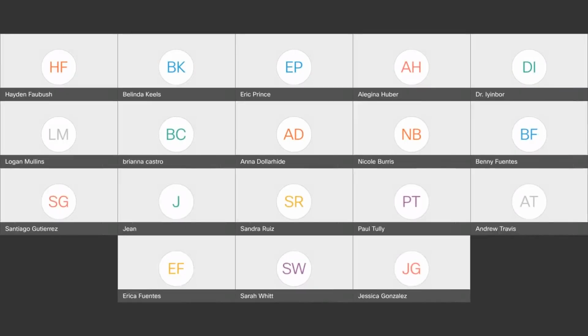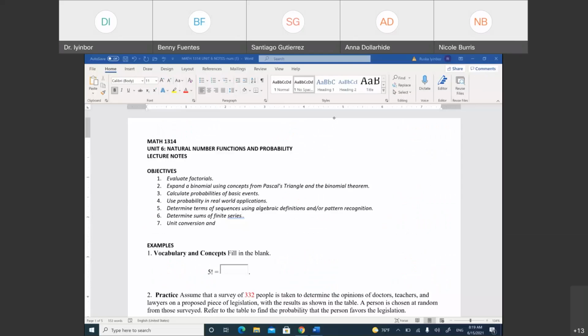So welcome to week 7, which is covering unit 6. And in unit 6, we're going to talk about natural numbers and probability. So we're going to talk about probability, we're going to talk about factorials, we're going to talk about sequences and series, and factorials. Okay? So first we're going to start with factorial.